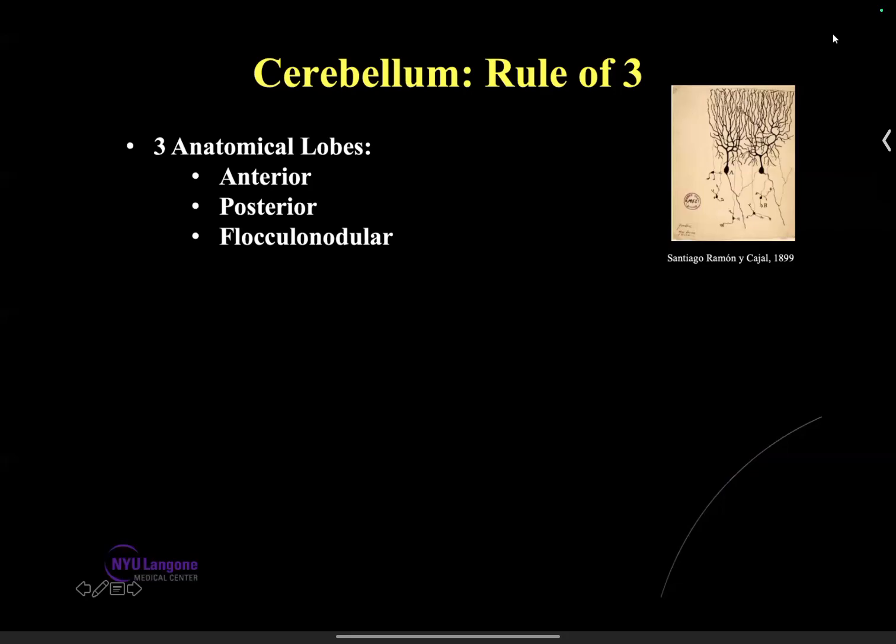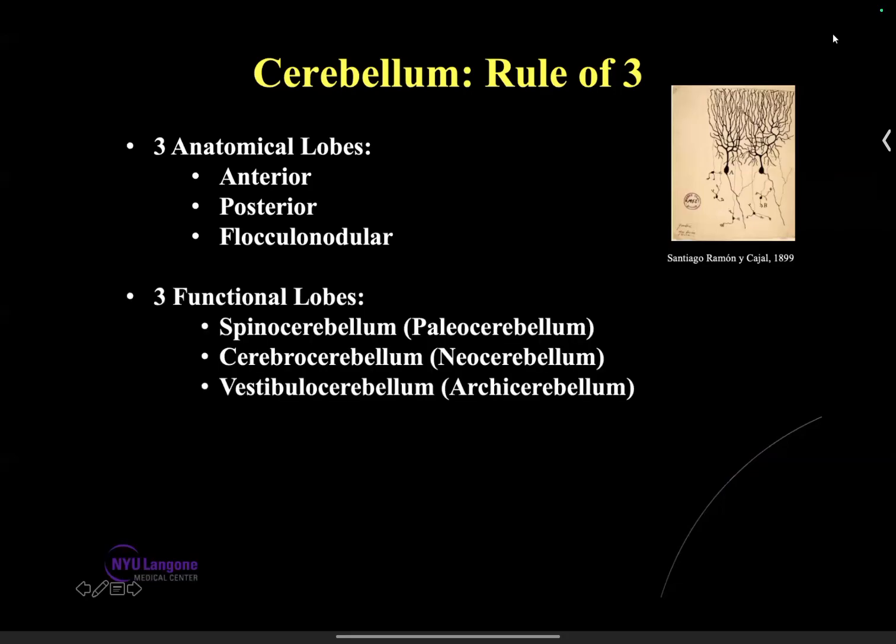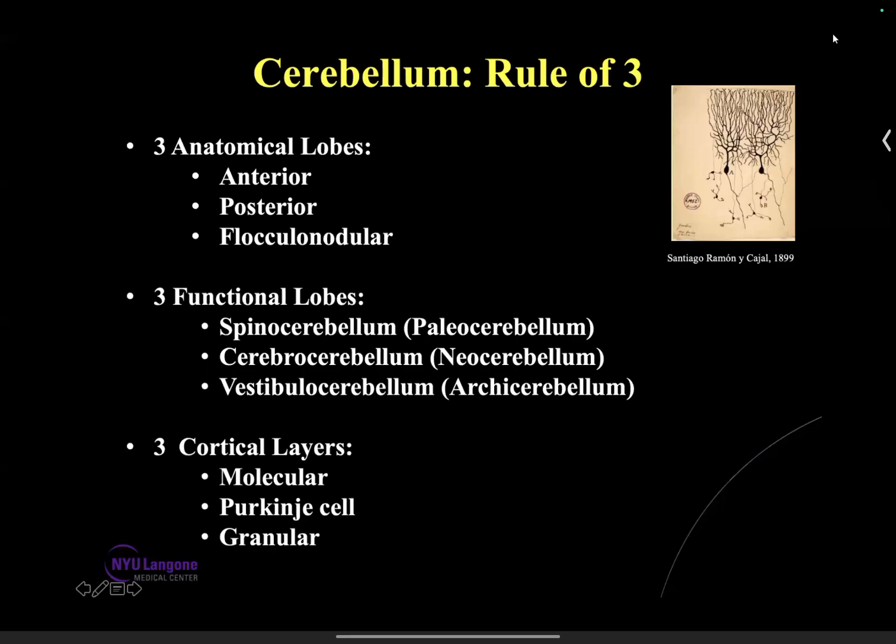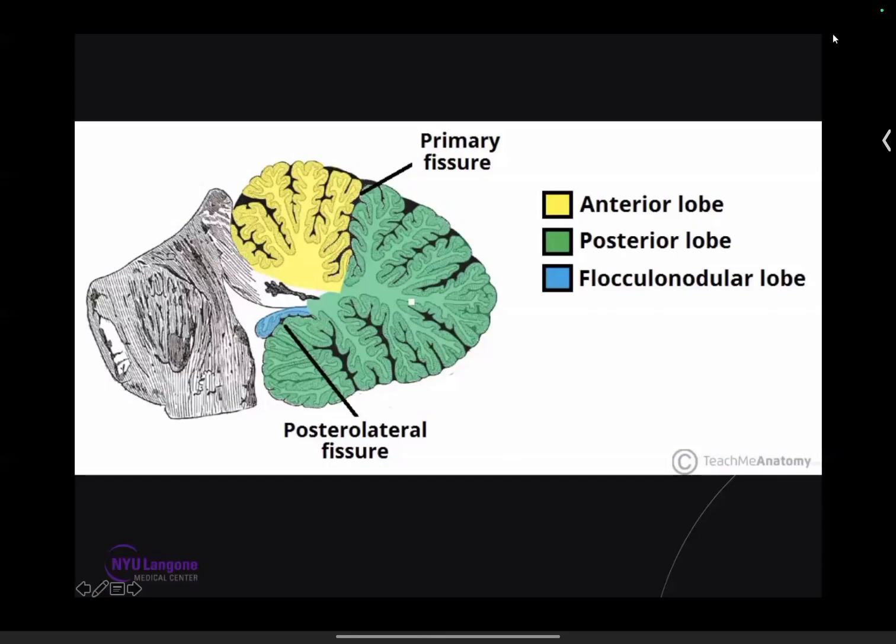And there are three anatomical lobes: anterior, posterior, and flocculonodular. There are also three functional components or lobes of the cerebellum. Again, we don't put that in the reports or discuss that. The spinocerebellum, which is the median and paramedian portion; the cerebrocerebellum, which is the lateral portion; and the vestibulocerebellum. We'll talk a little bit about that. There are three cortical layers, interestingly: molecular, Purkinje cell, and granular. So these are the three fissures.